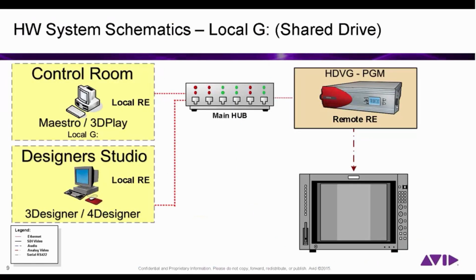We have two main basic configurations. To your left, you can see that in the control room, you would have a control PC with Maestro or 3D Play, with what we call a local G drive, a shared folder. In the Designer Studio, you would have a PC with 3D Designer or 4D Designer. Please note that both of them have a local render engine being used for local preview. To the right, you can see that there is an HDVG, which will send the program output through the render engine installed on the HDVG. All of that is connected via network.